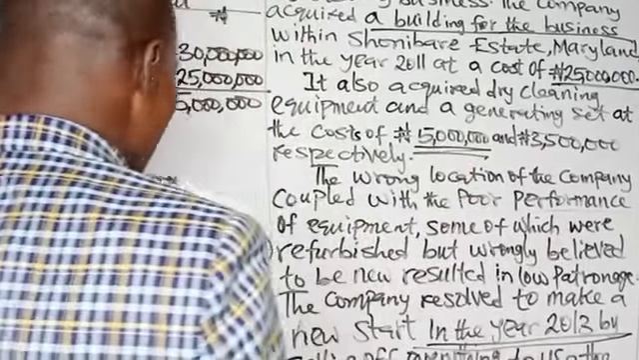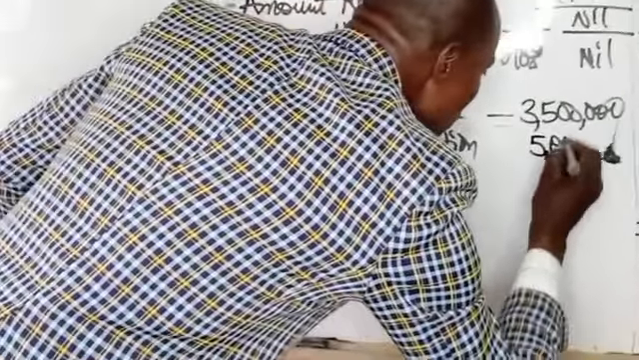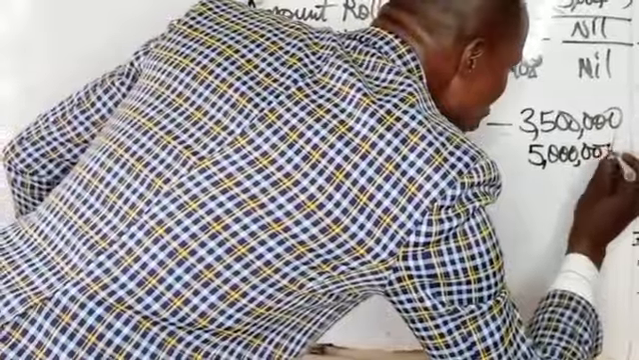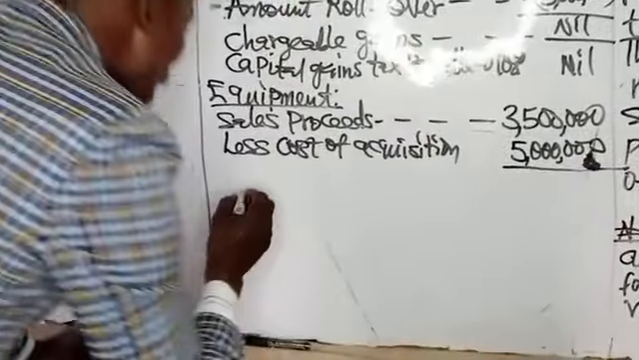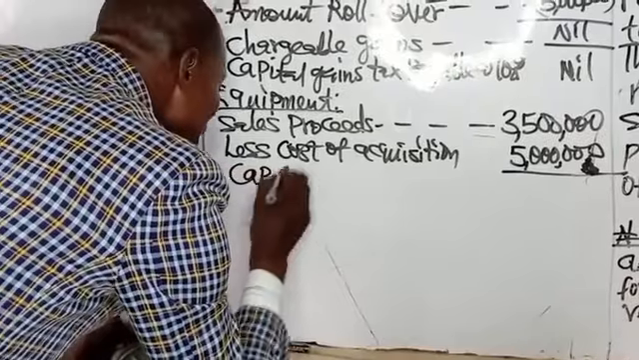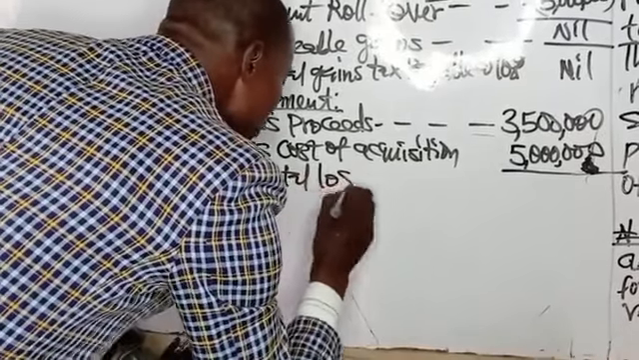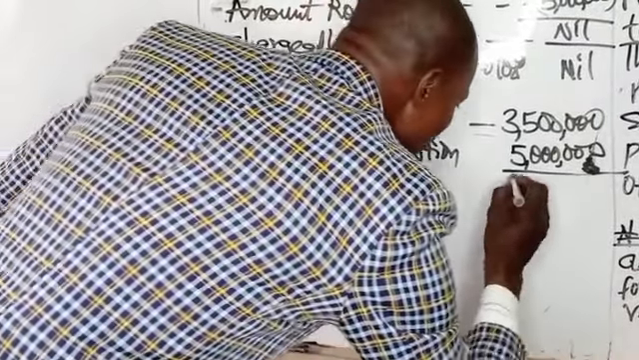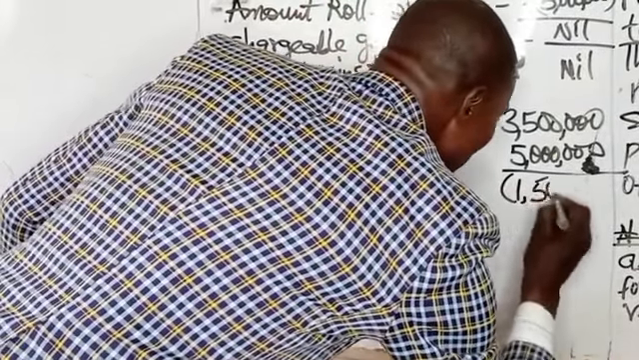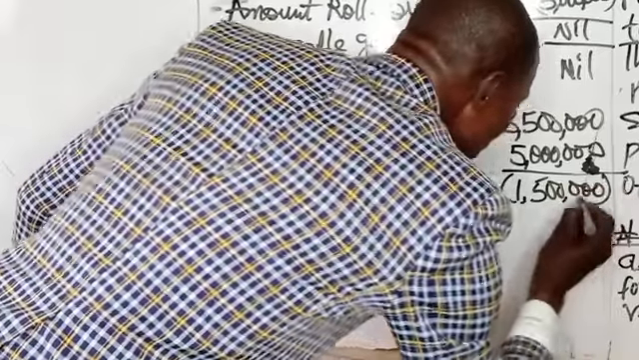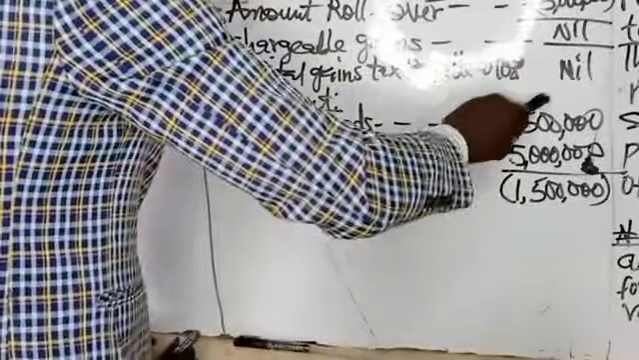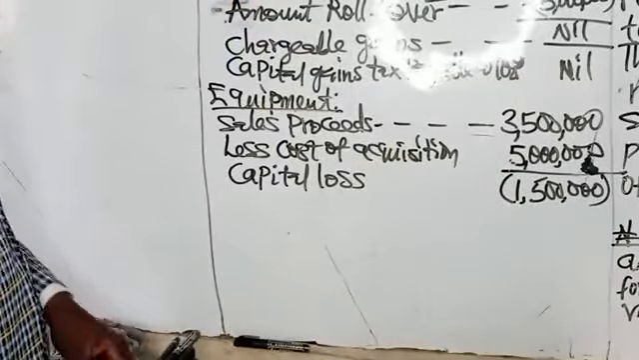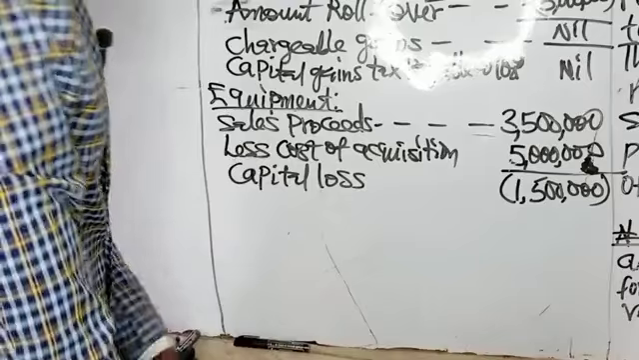So cost of equipment 5 million. So less 5 million being the cost of acquisition of the equipment. If you deduct 5 million from 3.5 million, you have capital loss. Capital loss of 1.5 million naira. It is a loss because the cost of acquisition is greater than the sales proceed of the chargeable asset. So this results in a capital loss.